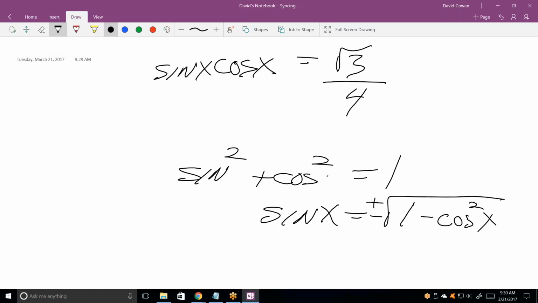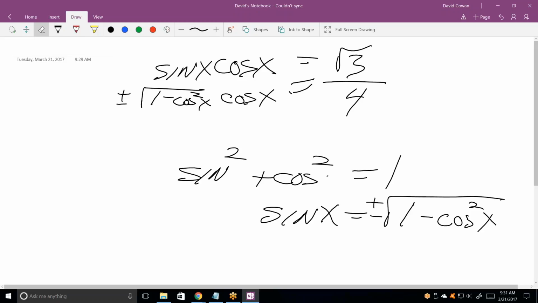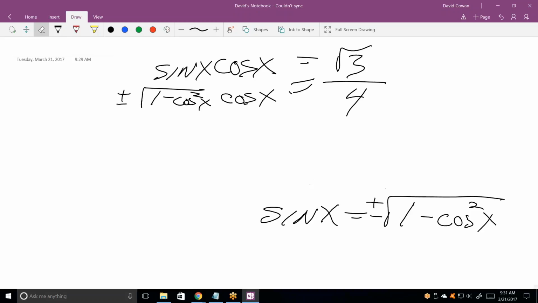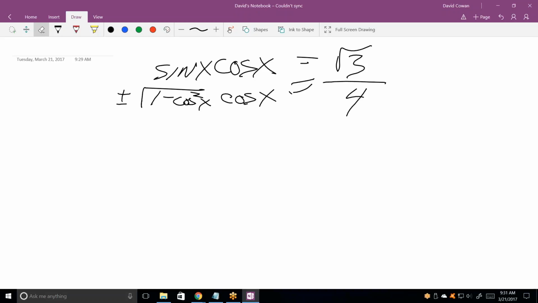So now if I substitute that, I get plus or minus the square root of 1 minus cosine squared x times cosine x equals that. Am I getting anywhere? I think so. I don't get too many of these toughies. I don't get too many where you have to use that identity.